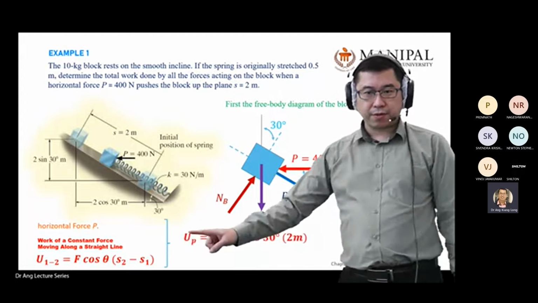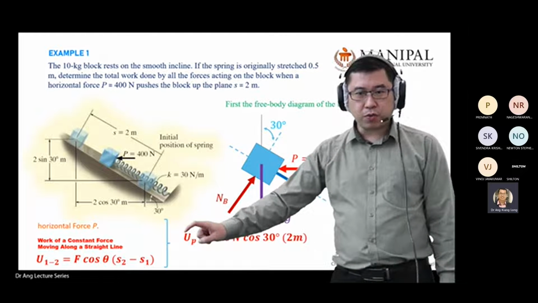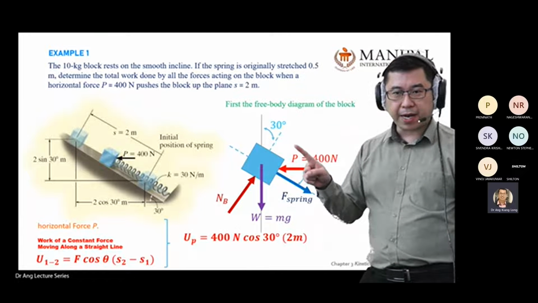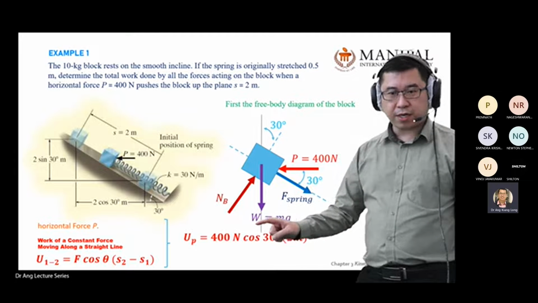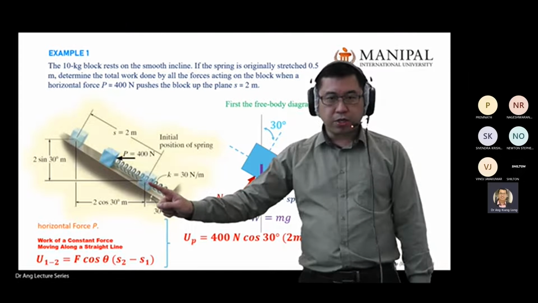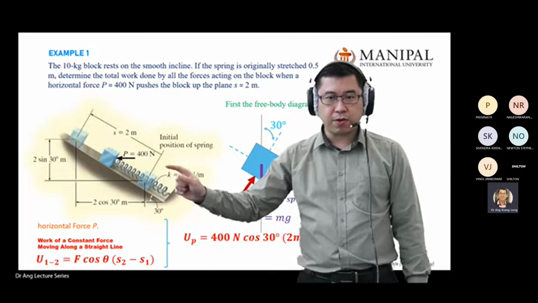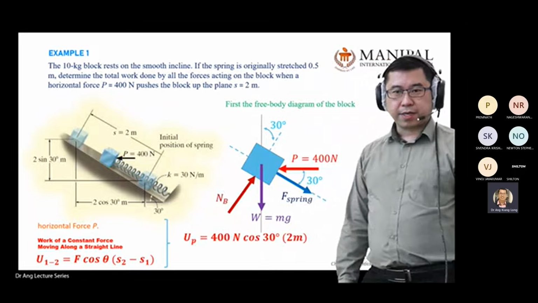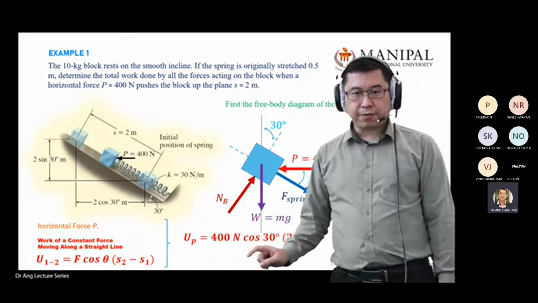Substitute the value. The work done by the P force, that's why I write capital U with subscript P to represent that it is done by the force P, equals 400 Newton cos 30 multiplied by 2 meter, because you stretch the spring from here and then let go, and your cube is going to move out. So this is the equation we use when we substitute the values.